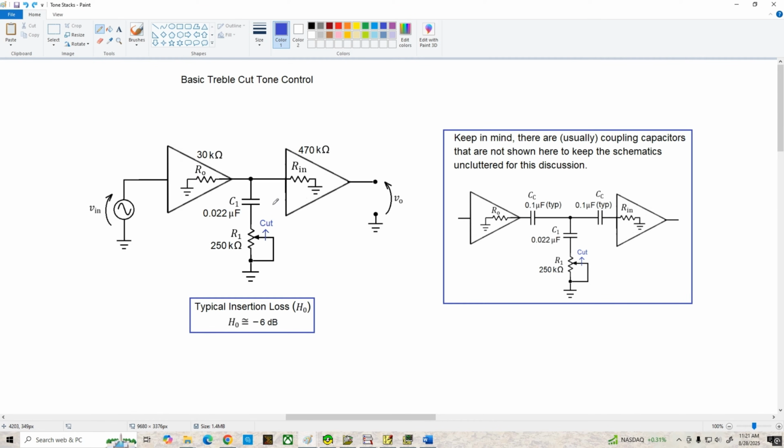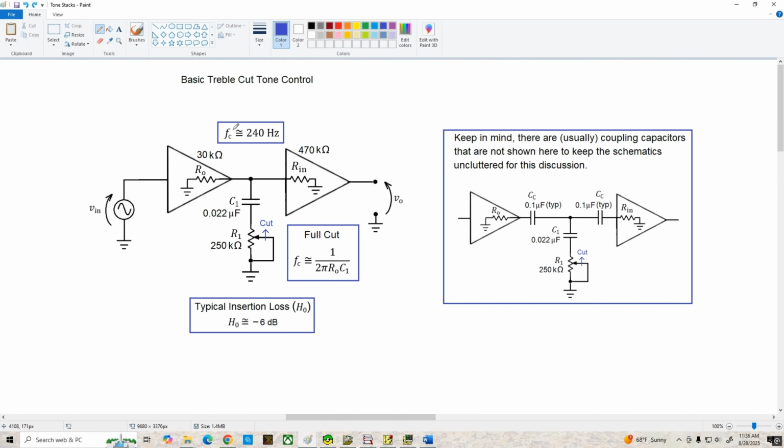What it boils down to is we're forming a low-pass filter on the output of this first amplifier stage, and when the pot is set to the full cut position, the corner frequency of the filter is given by 1 over 2 pi Ro times C1. If we plug in the values for this circuit into the equation, we end up with a full cut corner frequency of about 240 Hertz.